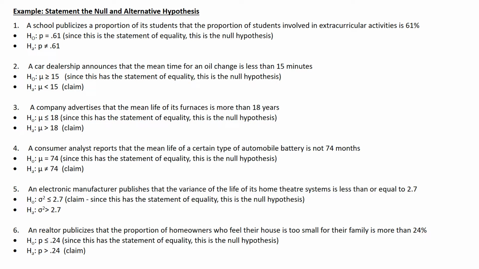A realtor publicized that the proportion of owners who feel their home is too small for their family is more than 24%. That is an inequality. It's more than. That means it's on the alternate hypothesis. The claim is on the alternate. P is greater than 0.24, which means the null has to be the equality going the other direction. P is less than or equal to 0.24.